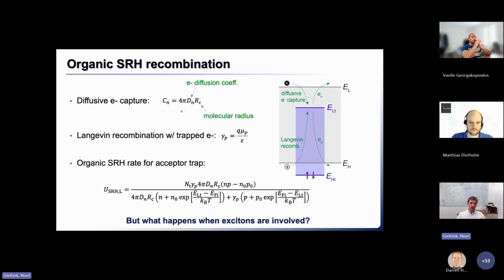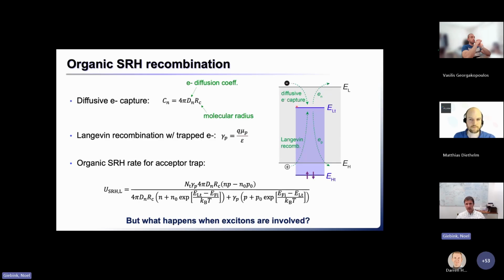And so we started to think about this in the context of exciton annihilation, where capture coefficients are well known for a diffusive process. You define it in terms of your diffusion coefficient, say for an electron, if we're looking at this electron capture process, and then the capture radius, which in this case corresponds to the radius of a molecule. So those are both pretty well known. That describes this initial electron capture.